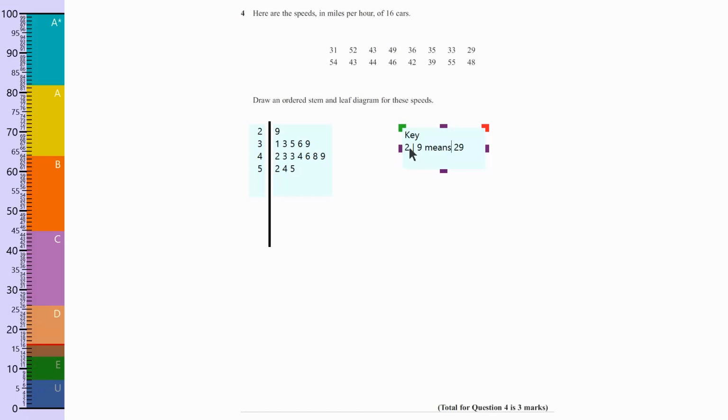Now, as I said, that could be 1 line 3 means 13, even though we don't have a 13 in there. The reason we need a key is because we use these as well for decimal numbers. So these could be all decimal, 3.1, 5.2. If that was true, this would look exactly the same. But here it'd say 2 line 9 means 2.9, and that would help people realise that these were decimals. So you definitely need this, and it is worth the last mark.